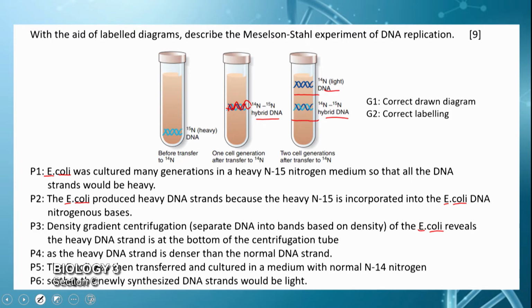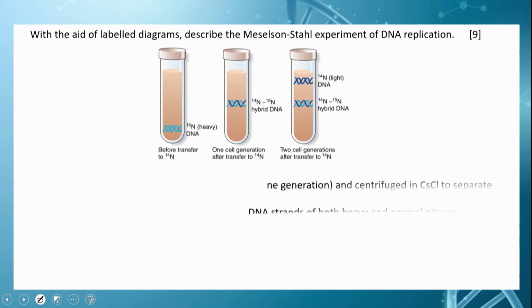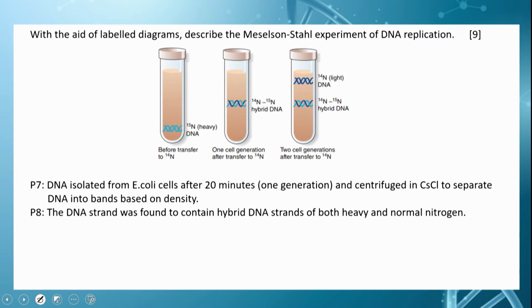Okay. And then the E. coli was then transferred and cultured, okay, in a medium with normal N14 nitrogen, so that the newly synthesized DNA strands will be light. Okay, so it's a part of the suggested answer. And then we continue. DNA isolated from E. coli cells after 20 minutes and centrifuged in cesium chloride. Okay, students? To separate DNA into bands based on density. Okay, and then the DNA strand was found to contain hybrid DNA strands of both heavy and normal nitrogen.